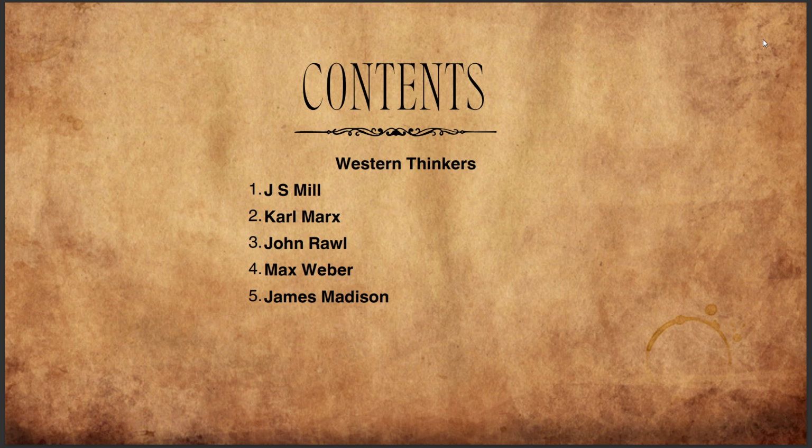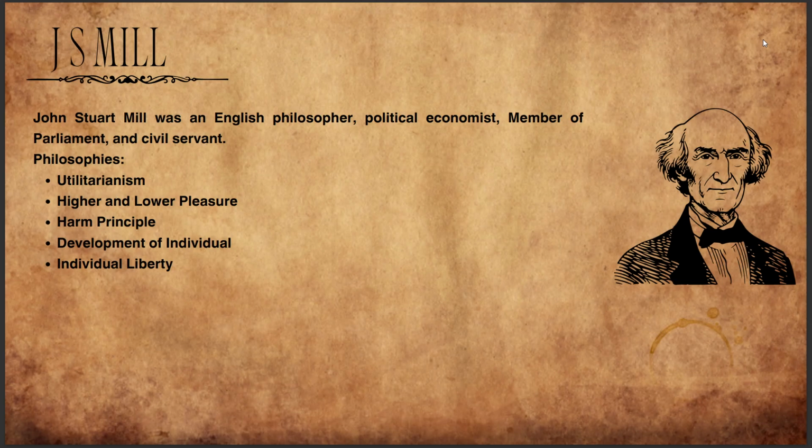So starting from J.S. Mill. See, he was an English philosopher, political economist, and member of parliament, and a civil servant too. We could call him one of the most influential thinkers in the history of classical liberalism because he widely contributed towards social, political, and economic theories. The political theory and political economy.